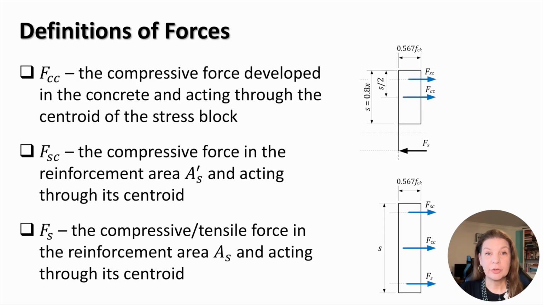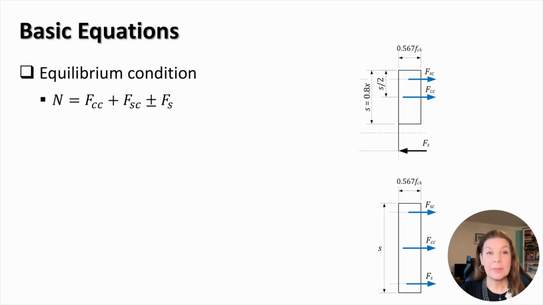The resistance of a reinforced concrete section subjected to bending and axial load consists of the three following forces. FCC is the compressive force developed in the concrete and acting through the centroid of the stress block. FSC is the compressive force in the top reinforcement and acts through the centroid of the reinforcement area, AS tag. FS is the compressive or tensile force in the bottom reinforcement, and it acts through the centroid of the reinforcement area, AS. Given the absence of vertical forces, we can write only two equilibrium conditions for a planar system of forces, FCC, FSC, and FS.